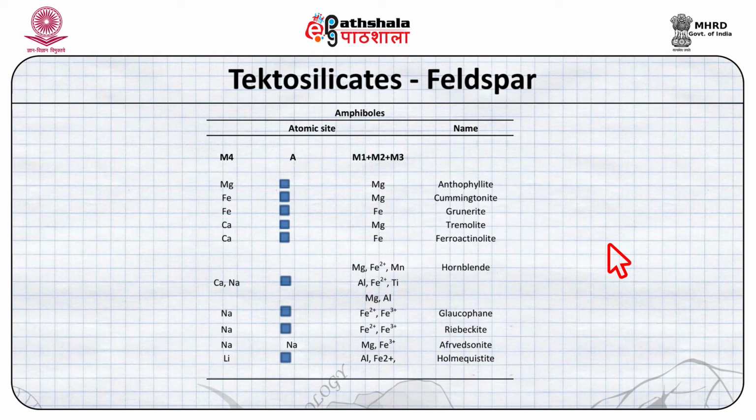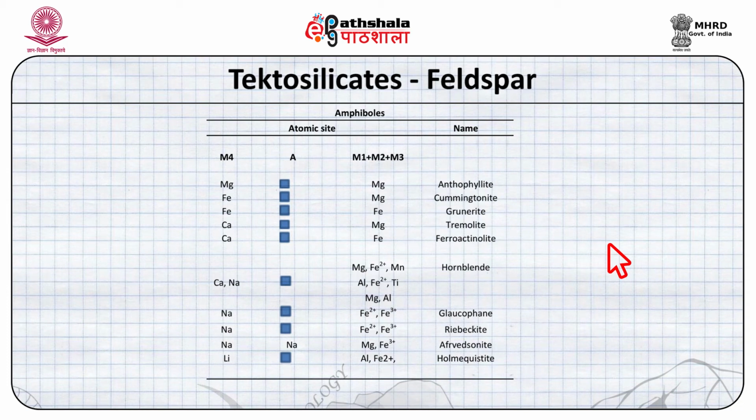In the case of hornblende, the M4 site is occupied by some amount of sodium besides calcium. The A site is more or less vacant, and in the M1, M2, M3 sites there are significant substitutions of Mg, Fe, Mn, Al, ferric iron, and titanium. In the case of glaucophane, which is present in very high pressure rocks, the M4 site is occupied by sodium and the M1, M2, M3 sites are occupied by both ferrous and ferric irons.